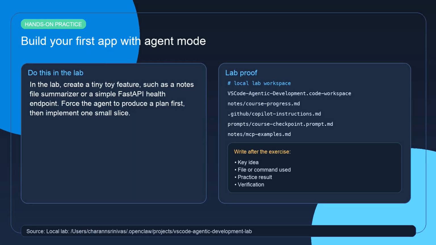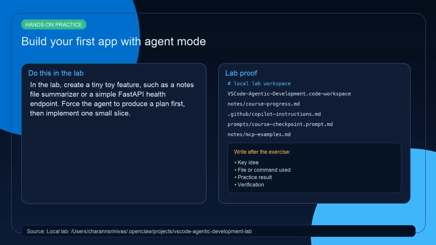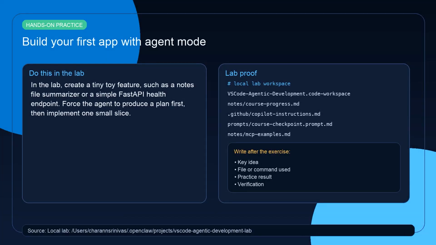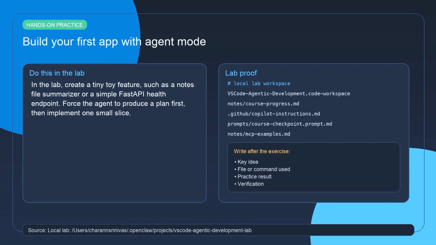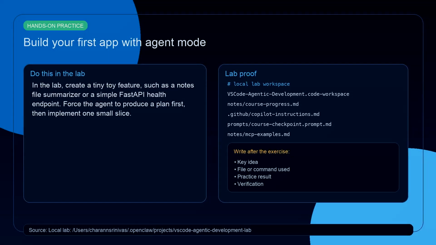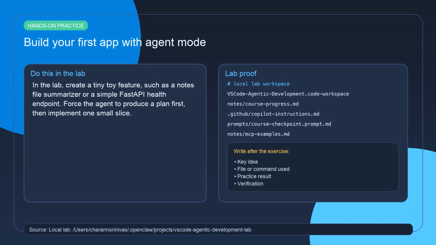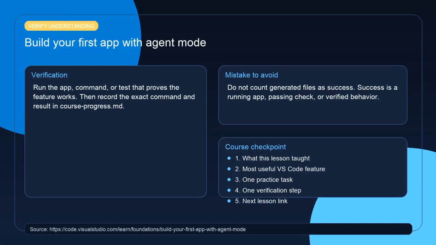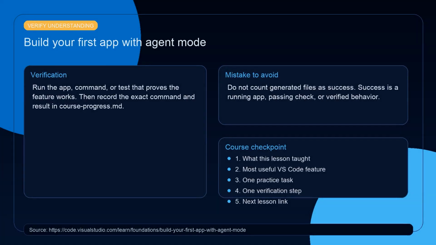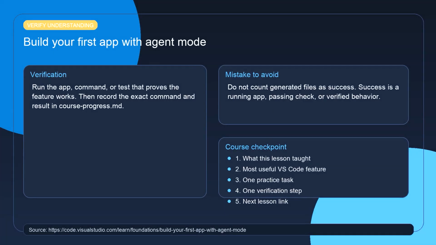Now make it practical. In the lab, create a tiny toy feature such as a notes file summarizer or a simple FastAPI health endpoint. Force the agent to produce a plan first, then implement one small slice. Your verification step is this: run the app, command, or test that proves the feature works. Then record the exact command and result in course-progress.md.